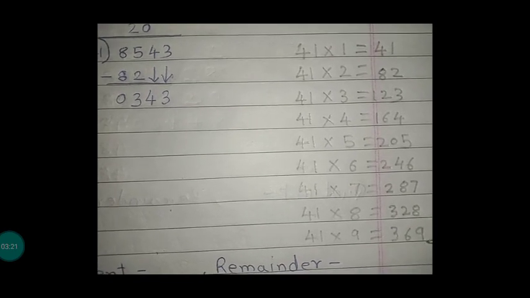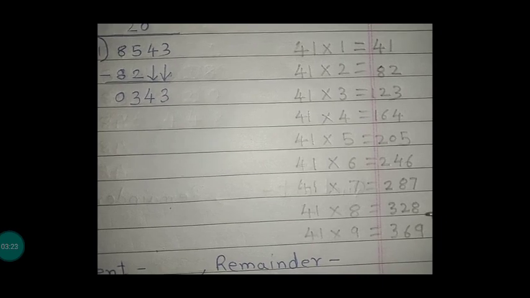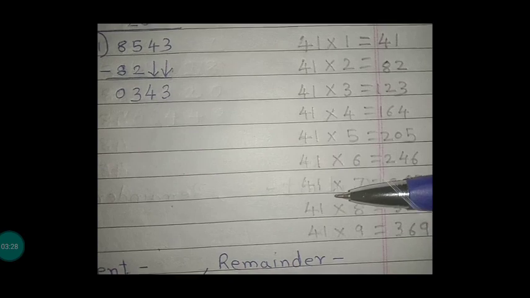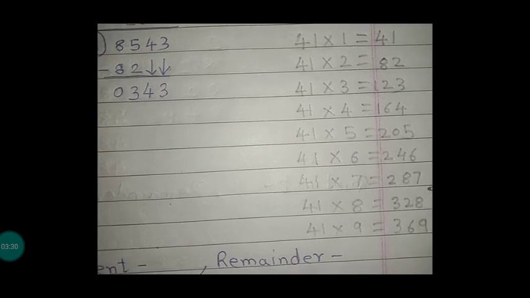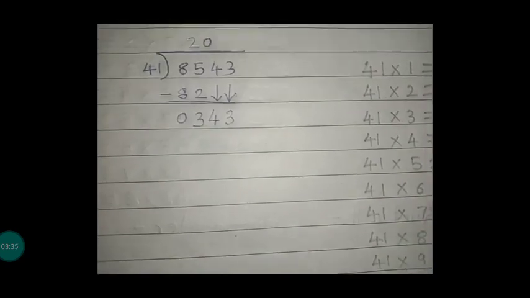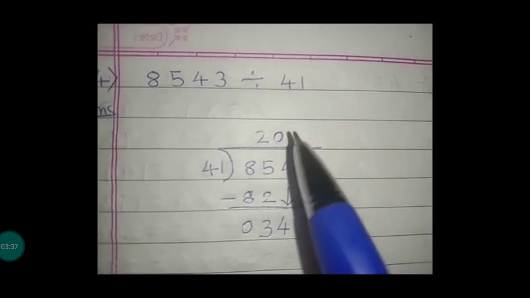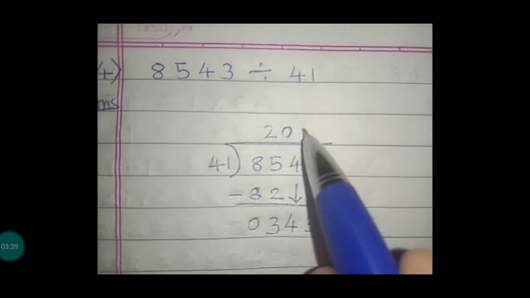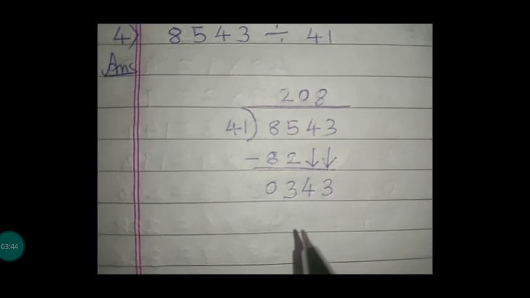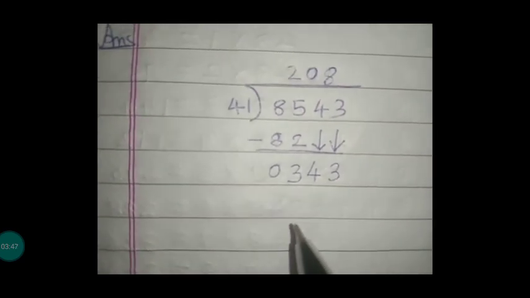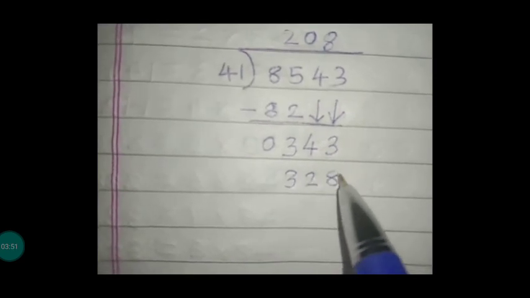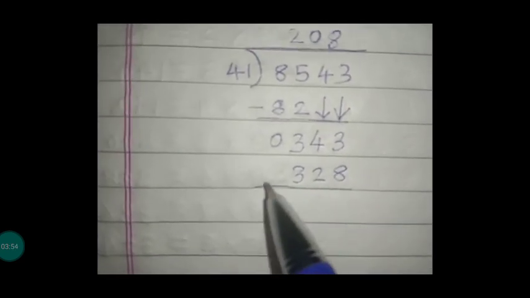So the number just smaller than 343 is 328. 41 8s is 328. And so we will write here 41 8s, 328. Now we will subtract this number.